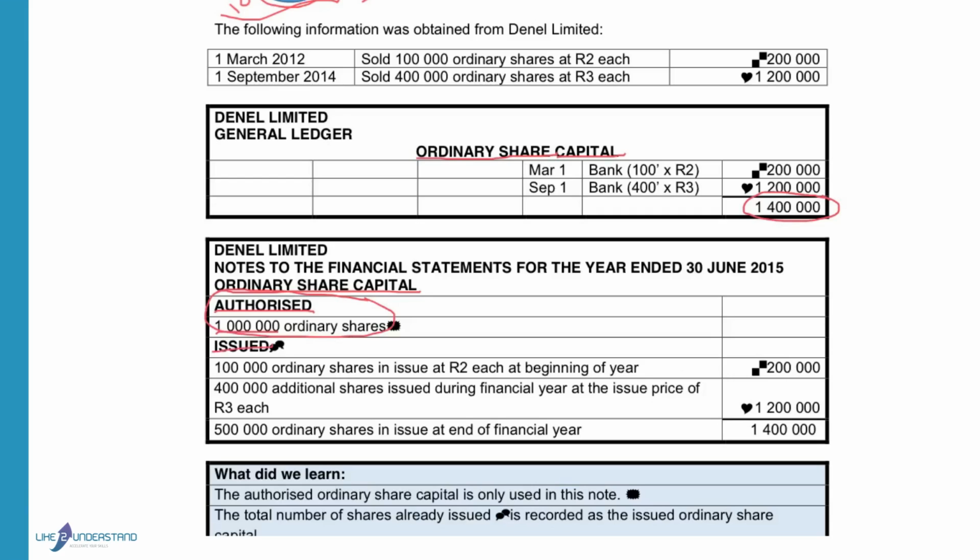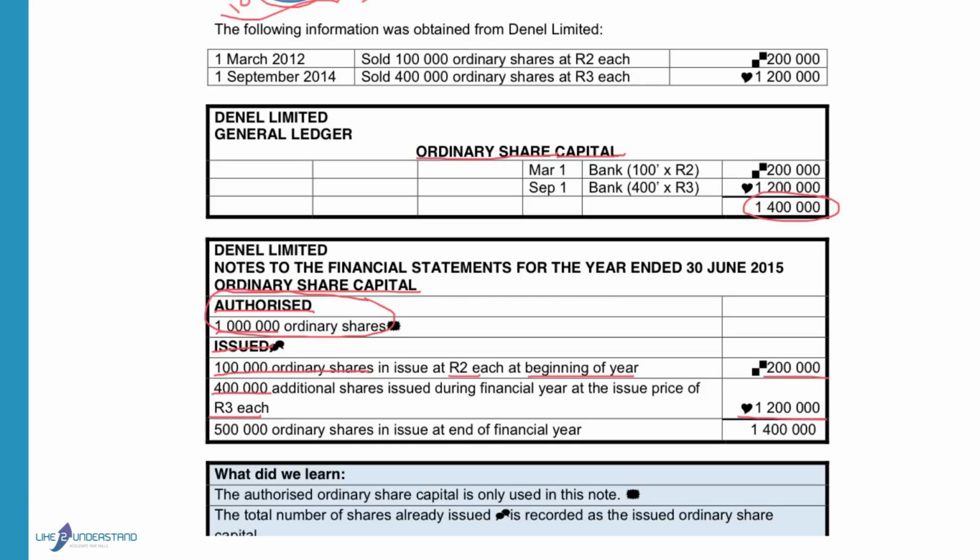For issued share capital, you indicate how many shares you have in issue at the beginning of the year. So shares that were already sold in previous years was 100,000 ordinary shares. They were issued at 2 Rand each. So at the beginning of the year, you already had capital worth 200,000 Rand. During the current year, you issued an additional 400,000 shares at 3 Rand each. So the movement during the year for shares that were sold was 1.2 million.